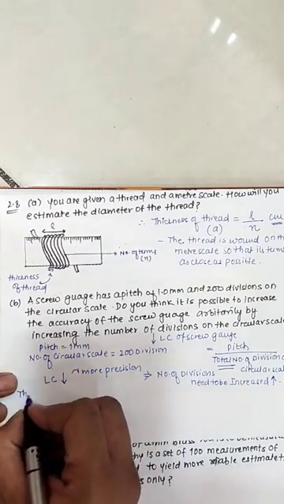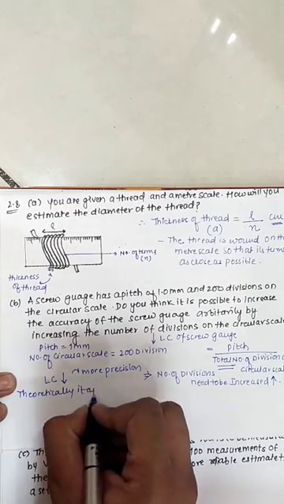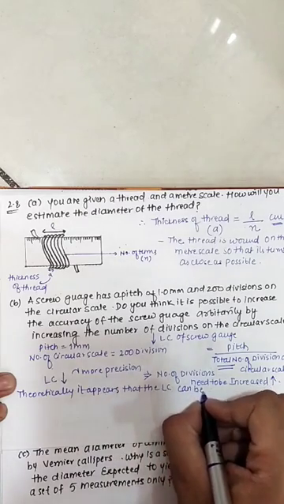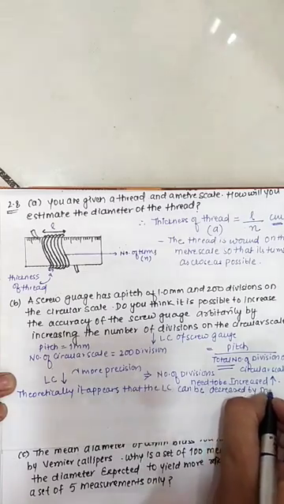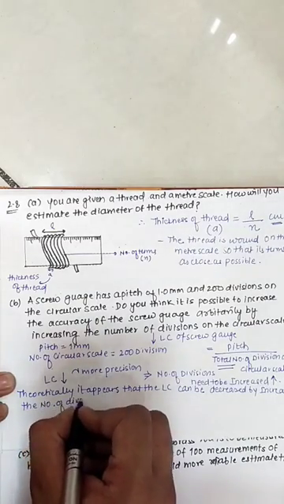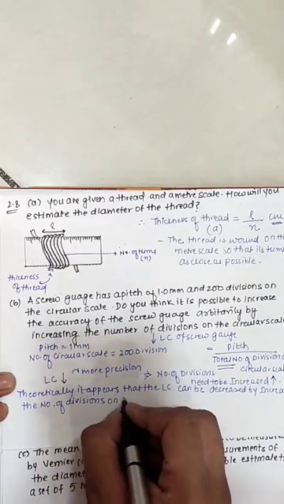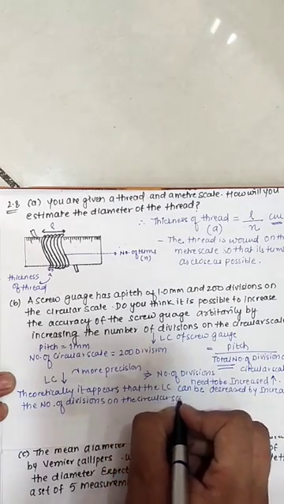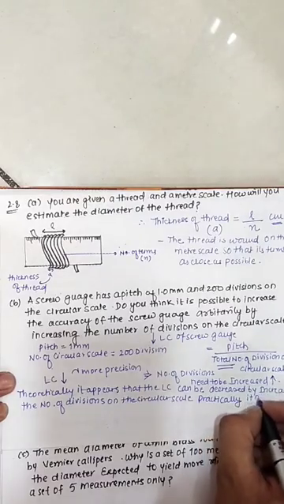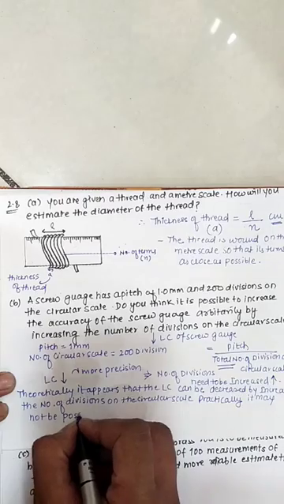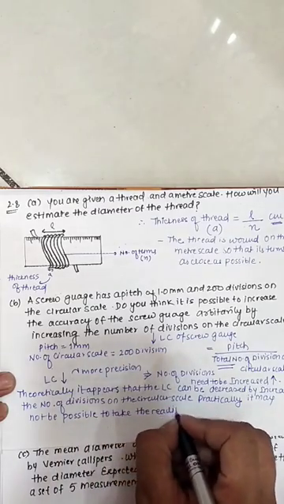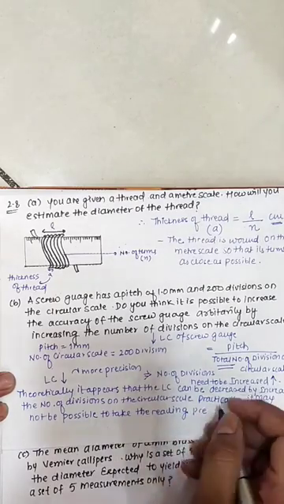Theoretically it appears that the least count can be decreased by increasing the number of divisions on the circular scale, but practically it may not be possible to take the reading precisely due to the low resolution of the human eye.